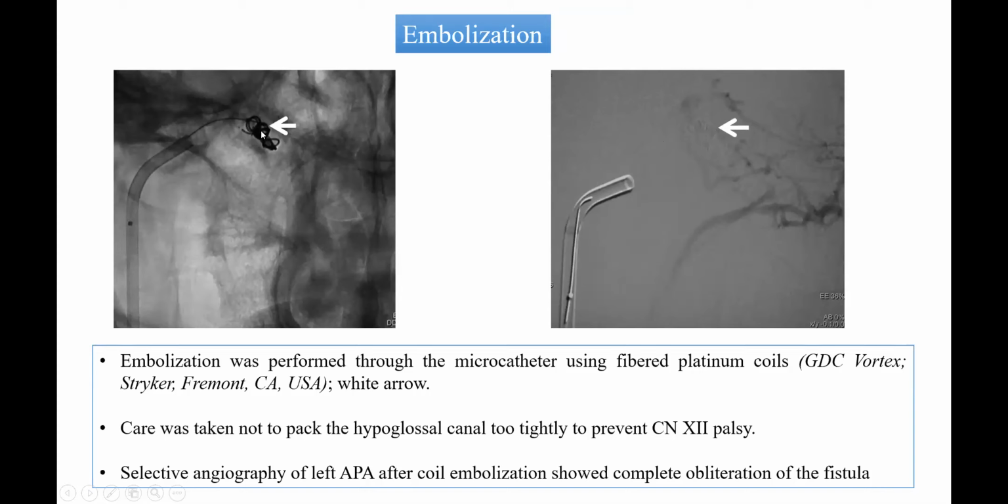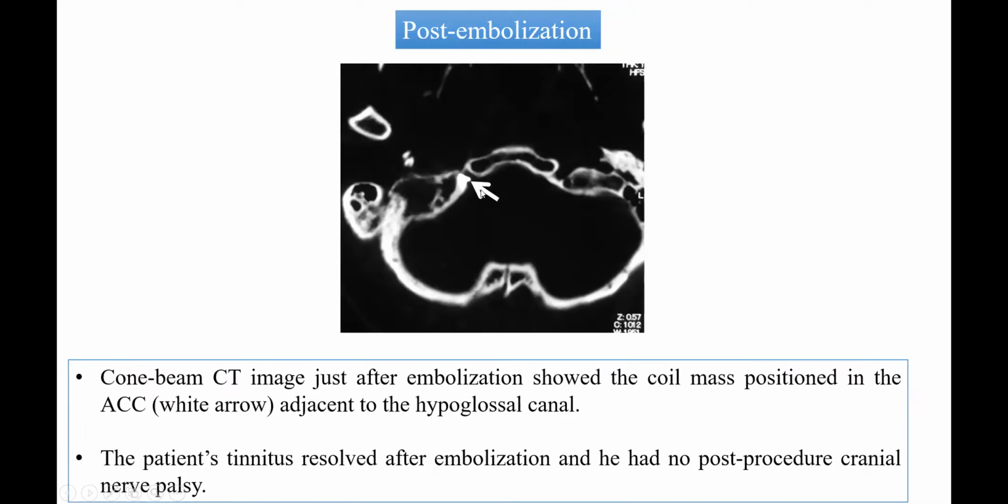So in this case, we need to be very careful not to pack it very tightly. In any case of dural AV fistula, we need to be very careful of post-treatment cranial palsies. So here, the hypoglossal canal is very near. Also in the next slide, this is the post-treatment CT. So we can see the hypoglossal canal is here. If we pack very tightly with the coils, the patient can have hypoglossal nerve palsy post-treatment. So this anatomy should be very useful for treatment.